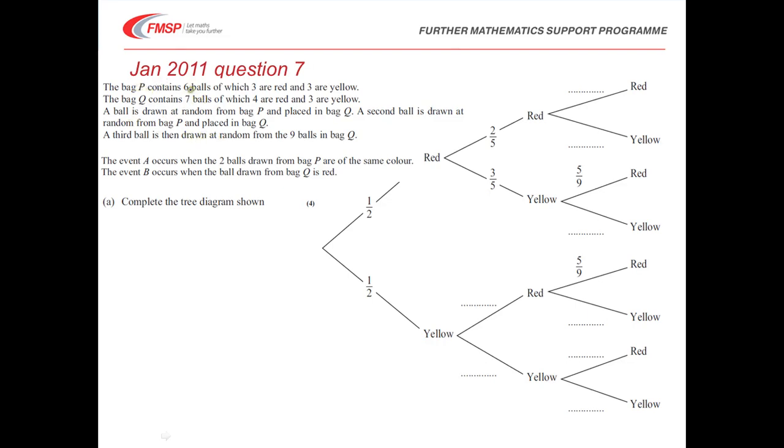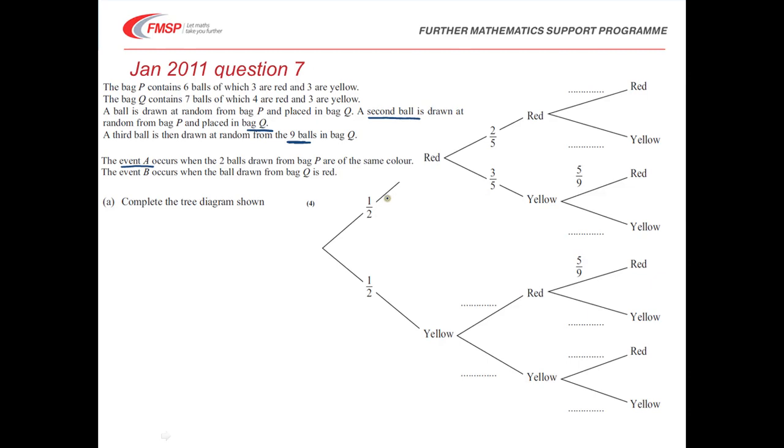So we're told that P has got 6 balls, 3 are red and 3 are yellow. Bag Q contains 7 balls, 4 are red, 3 are yellow. You're going to take a ball out of P at random and put it into Q. You're then going to take a second ball out of P and put it into Q. So rather nicely, they've then told you that there are 9 balls in bag Q. We're then discussing 2 events, which we'll come to later, but it says event A is when 2 balls are the same colour from P. Event B is when the ball drawn is red from Q.